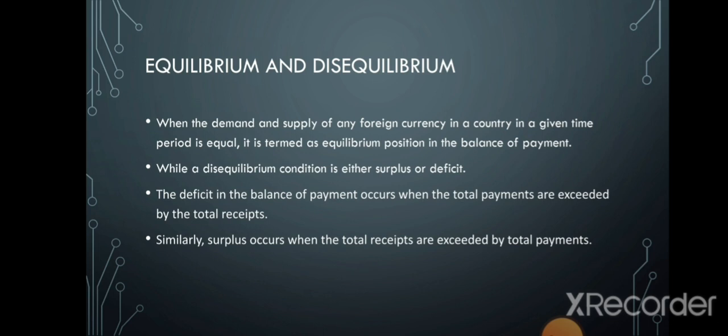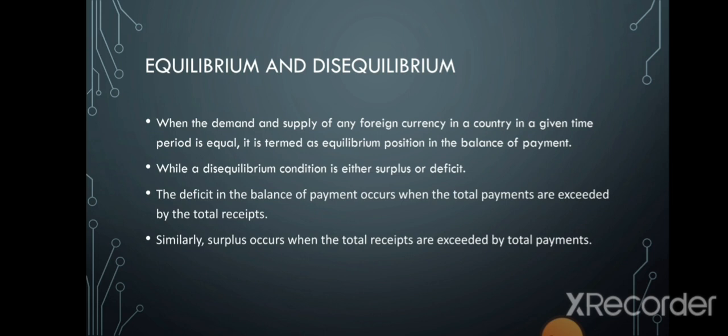The balance of payments of a country is said to be in equilibrium when the demand for foreign exchange is equal to the supply. The balance of payments is in disequilibrium when there is either a surplus or a deficit in the balance of payments. When there is a deficit in the balance of payments, the demand for foreign exchange exceeds the supply of it.